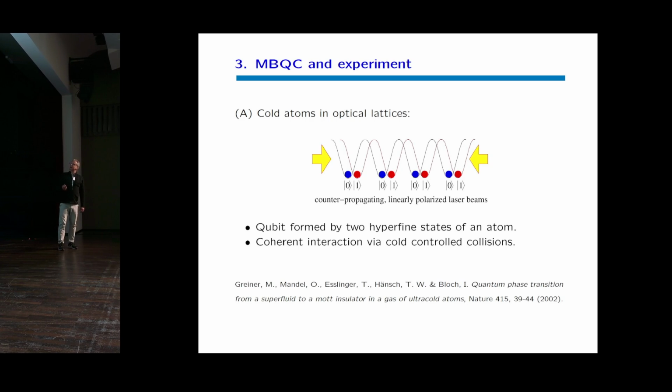One was made in Munich in the group of Immanuel Bloch, with Markus Greiner. That was an experiment in the early 2000s. To my knowledge, this is the first experiment that created cluster states with cold atoms in optical lattices. They didn't use it for measurement-based quantum computation. At the time, they wouldn't have had the single site resolution for that, but they created cluster states and showed that they had created them.